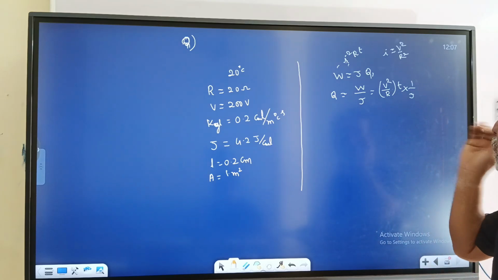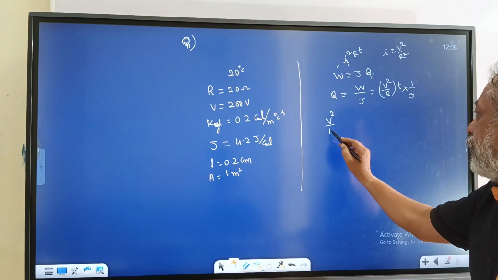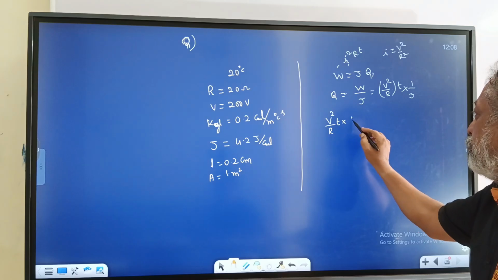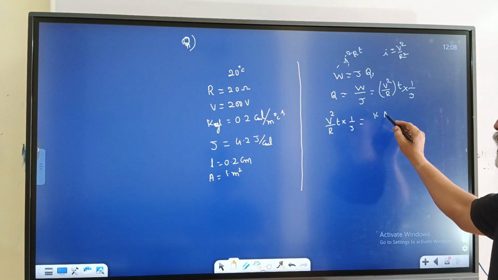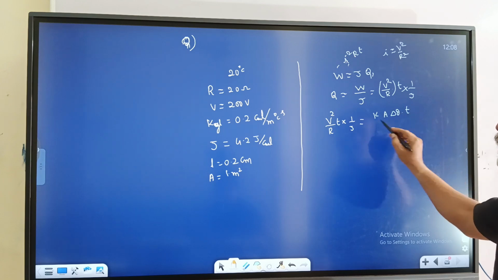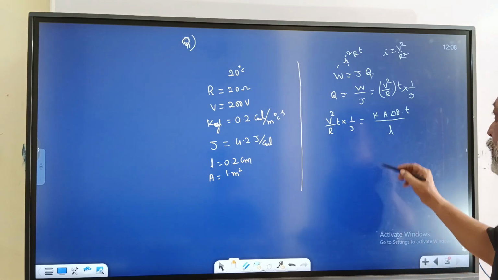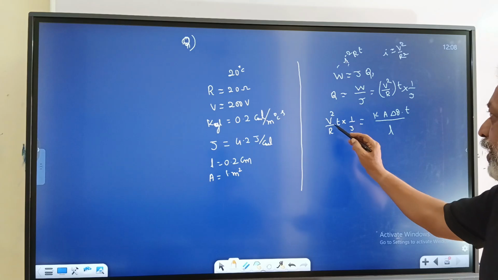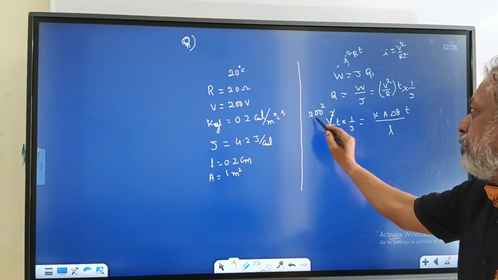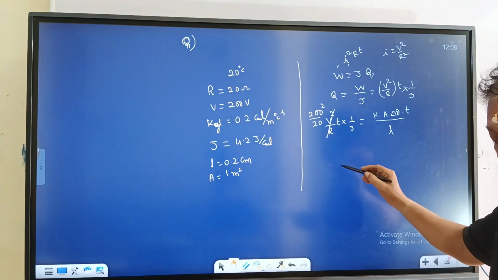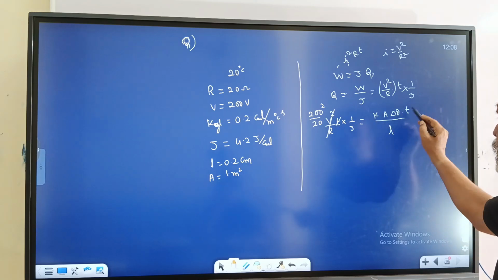So this is equal to what? You are finding Q value. Q is equal to V square by R into T time into 1 by J, that is equal to K A delta theta into T divided by L. Substitute all values, you will get your answer. Now this value is equal to 200 square by R value, which is 20. So this T is cancelled.